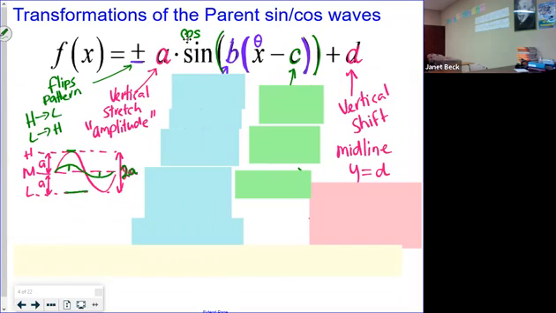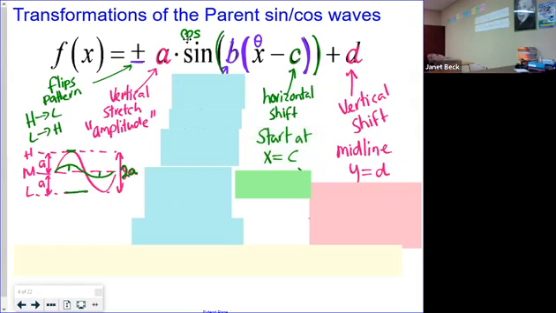Then the next thing we graphed was knowing where to start your wave. And the start is affected by your horizontal shift. Okay, that's going to give you where your wave starts. And remember that it's what you're subtracting. If you've got minus c written up here, you'll be starting at x equals plus c.